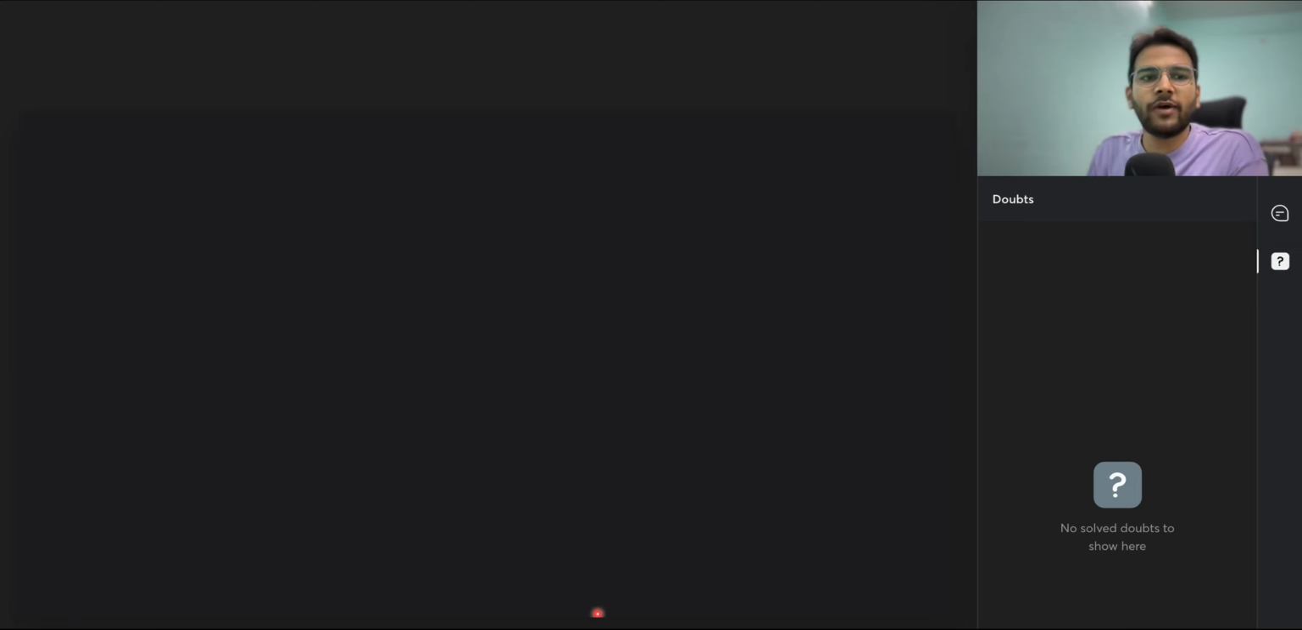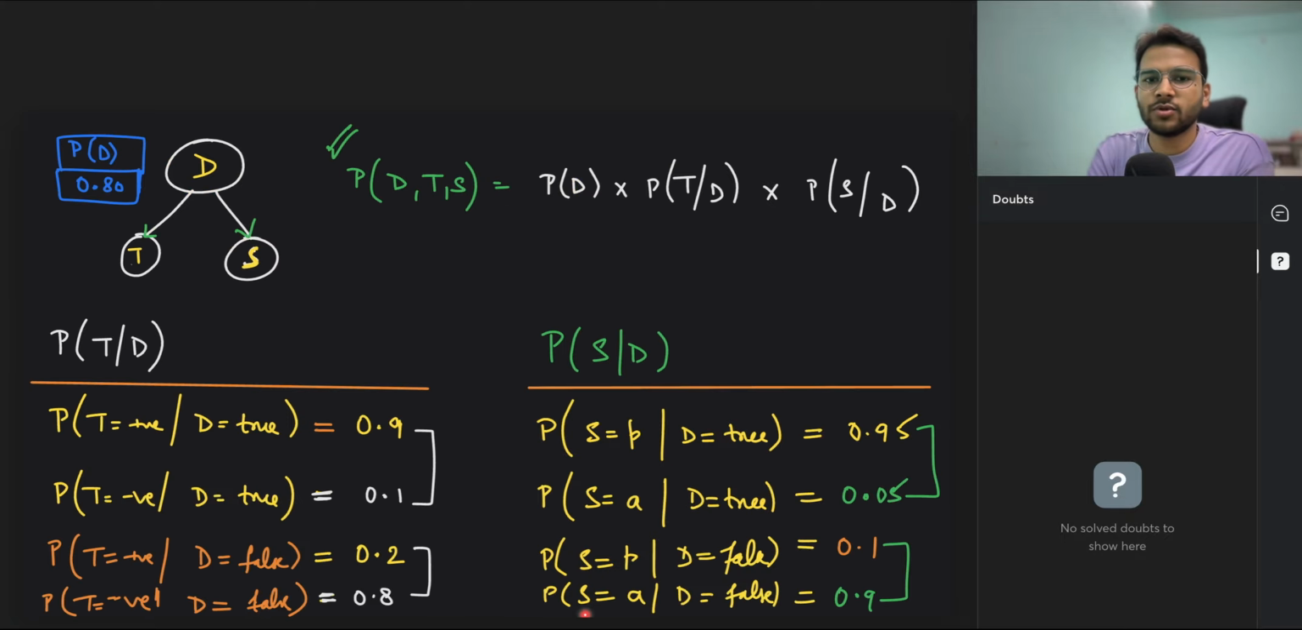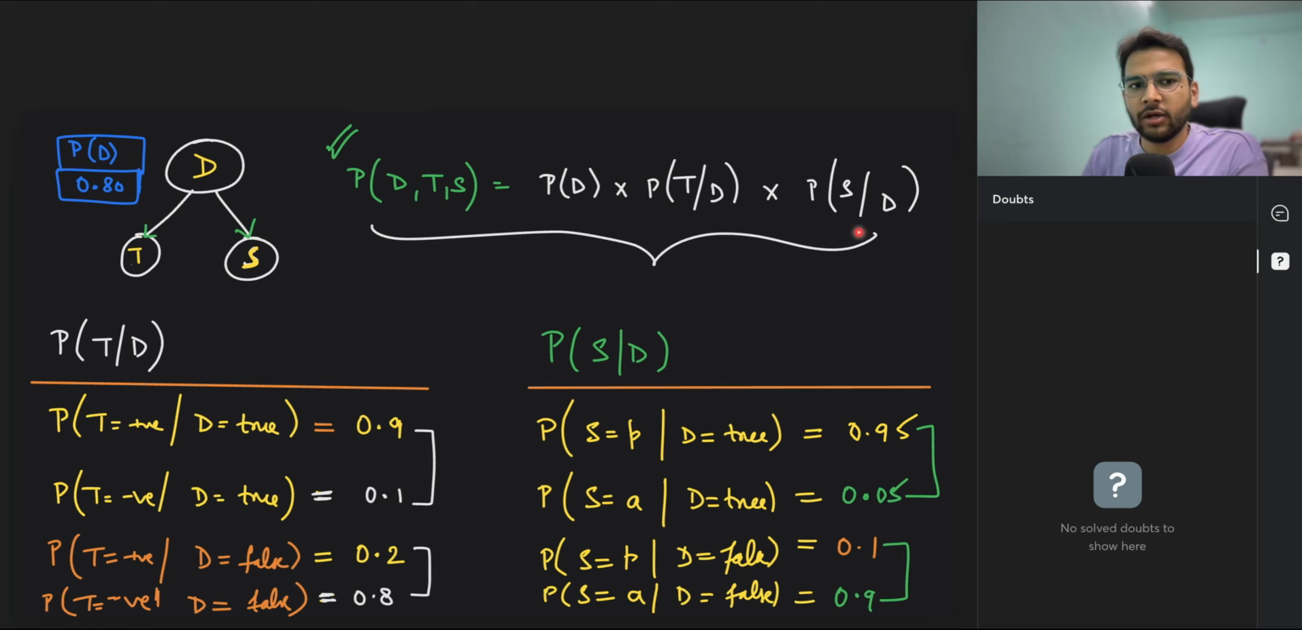Okay. So now if I ask you a simple question, find out the probability that disease is present and test is positive and symptom is present. Now how are you going to calculate this? So we have this now. How can we write this? Using the Bayesian network only we have written this, right? Is it clear or not?